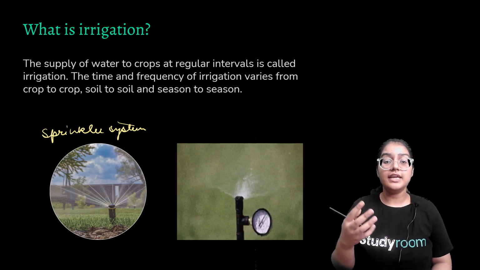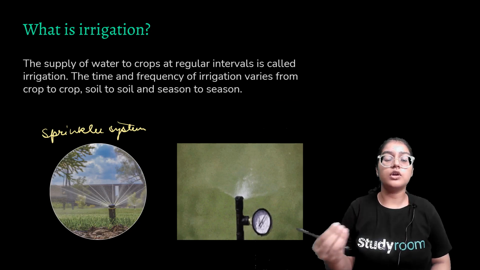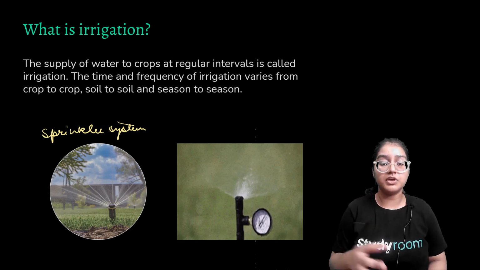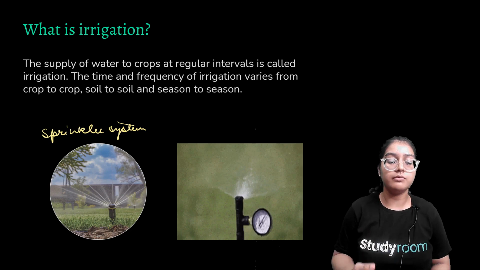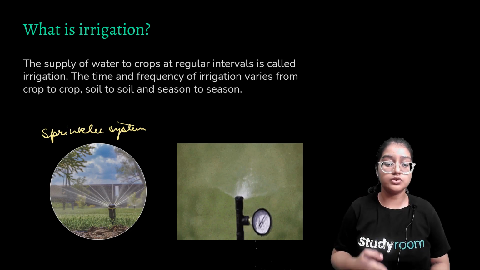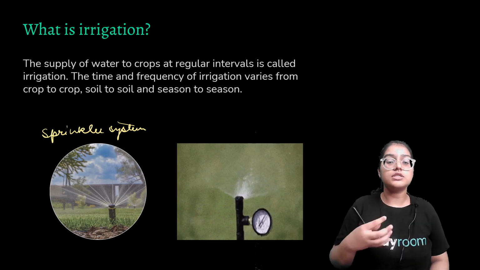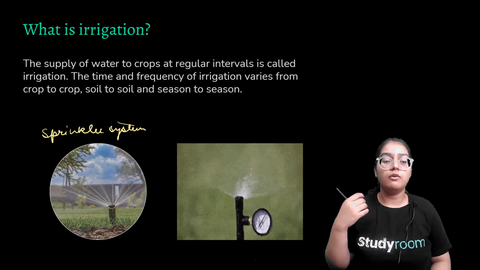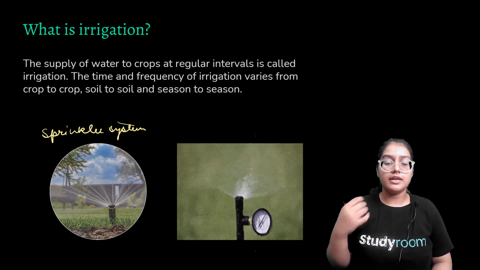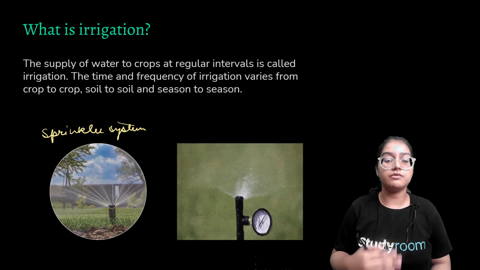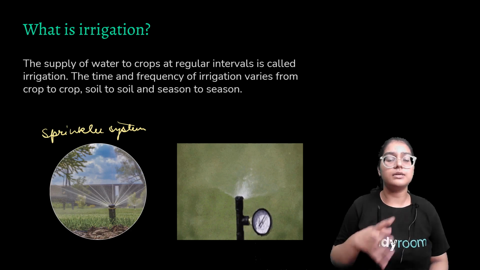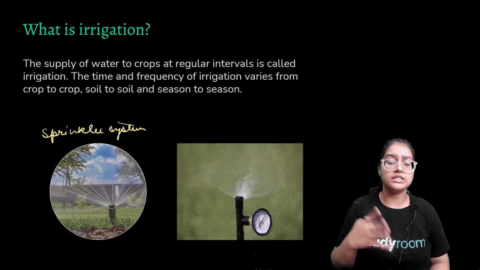So irrigation means supplying water to the crops at regular intervals, because at some point plants will absorb all the water which is present in the soil. So to ensure that there is a constant and regular supply of water, we use the process of irrigation. So time and frequency all depend on different crops, soil, and season to season.